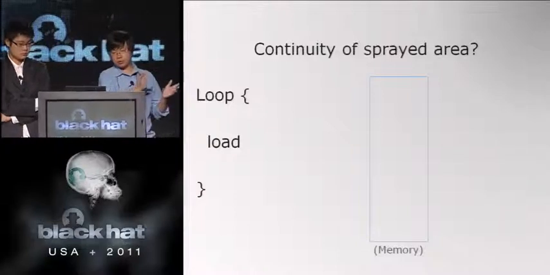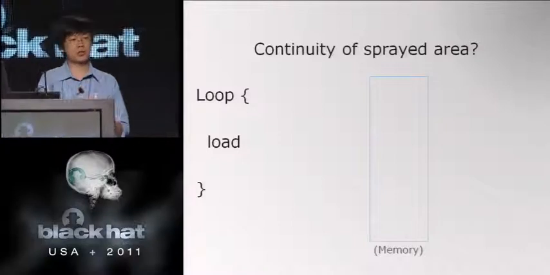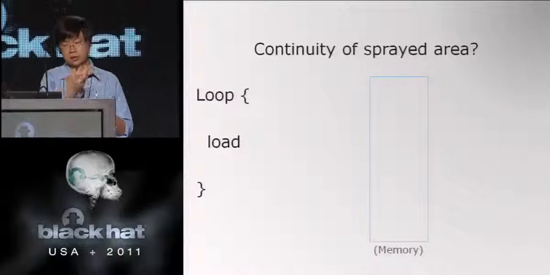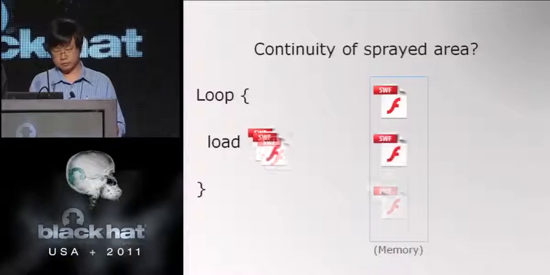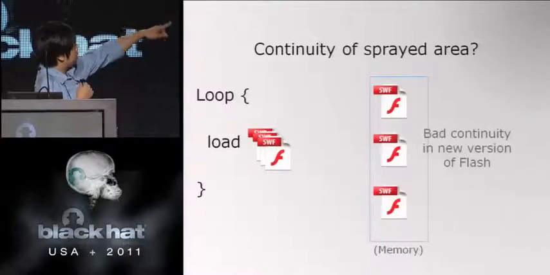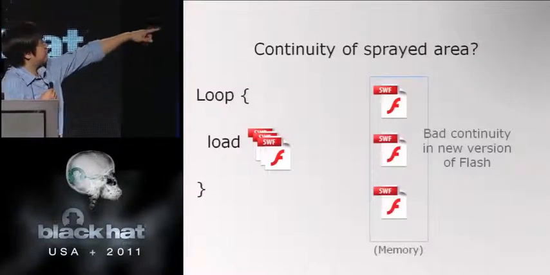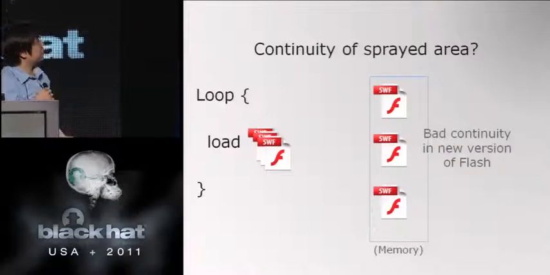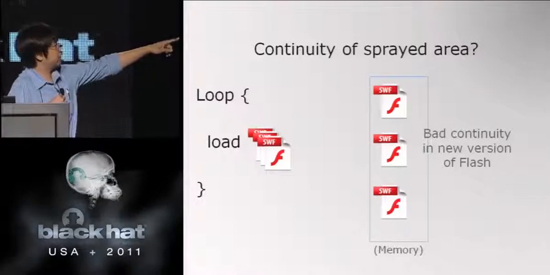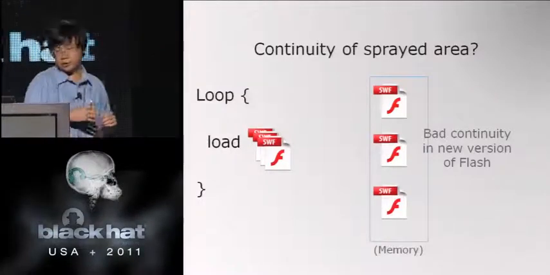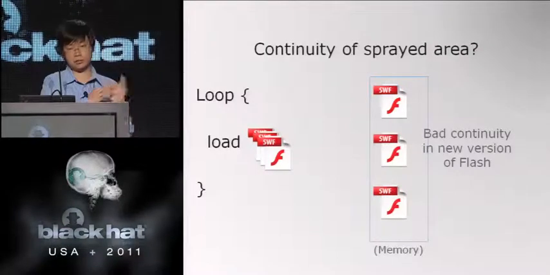The original trick used a loop to load a Flash file to do spraying. So it is a loop that loads a spraying file many times. Like this, in a loop it loads the same Flash file, and in memory you will see a lot of copies of the file. But in the new version of Flash, there is bad continuity. The copies will be separate, not in the same area.